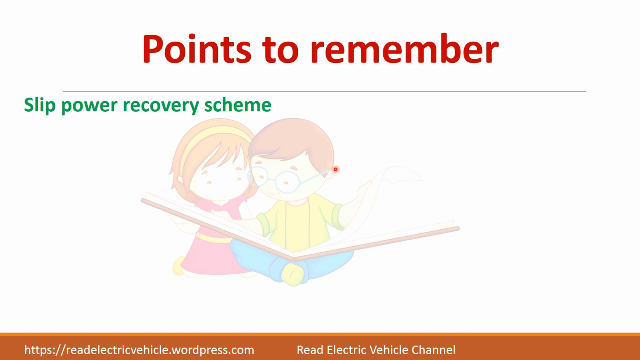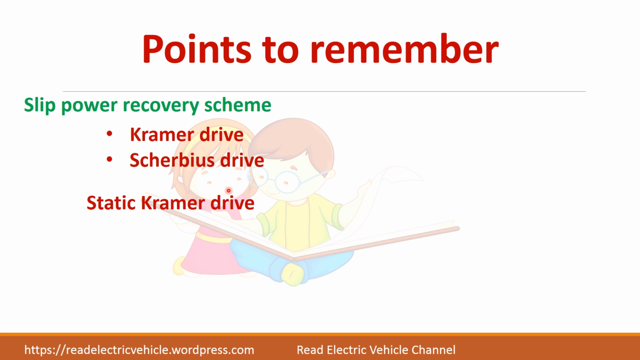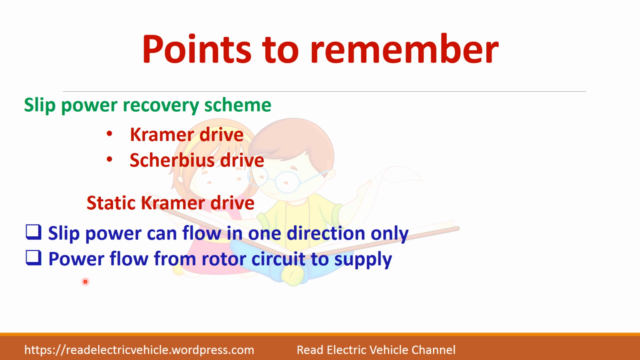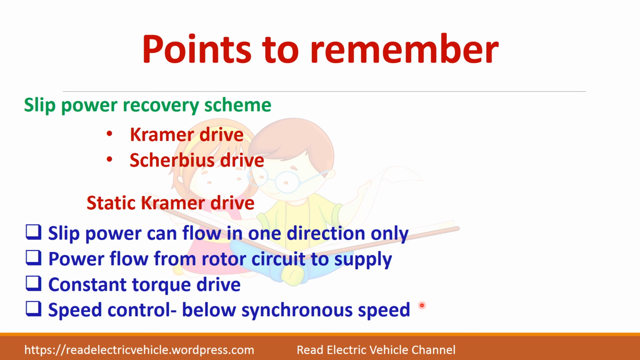So the points to remember here are that the slip power recovery scheme can be achieved either by Kramer drive or Scherbius drive. In the Kramer system, slip power can flow only in one direction, that is from the rotor circuit to the supply, and it is called a constant torque drive system, and we can achieve speed control only below synchronous speed.